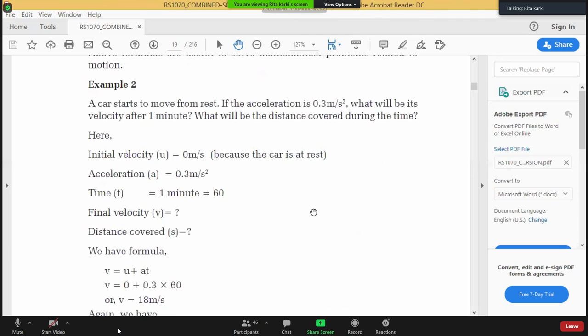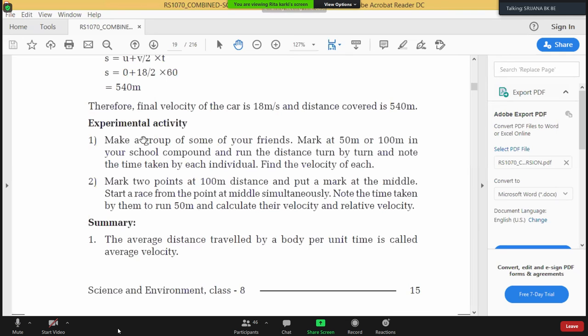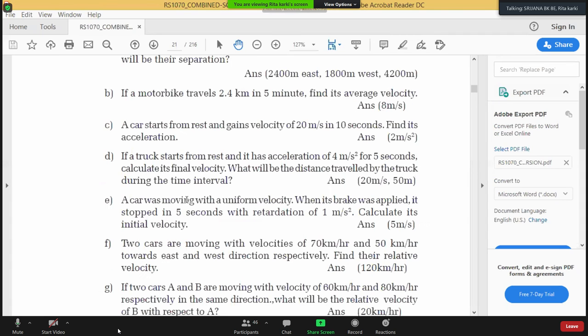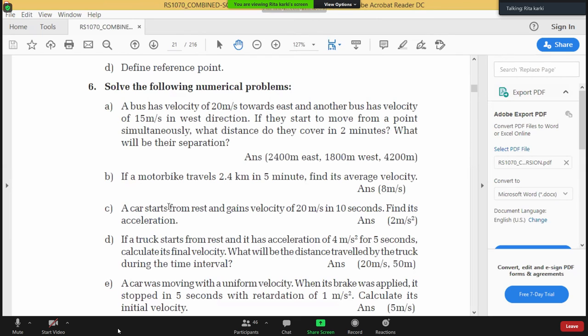Okay, ma'am. So last time I gave you some numerical problems as your homework. Yes or no? Which numbers were your homework? 1 number, 2 number, A, B, F, G were your homework. Did you find any difficulty in solving A, B, F and G number? Yes or no? Ma'am, B number is not given in my book.